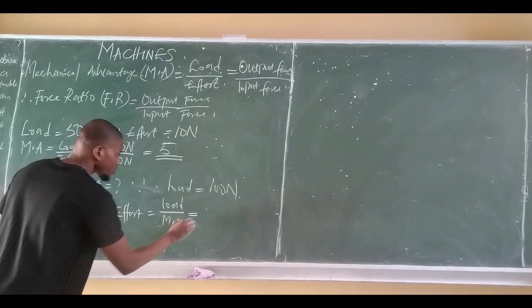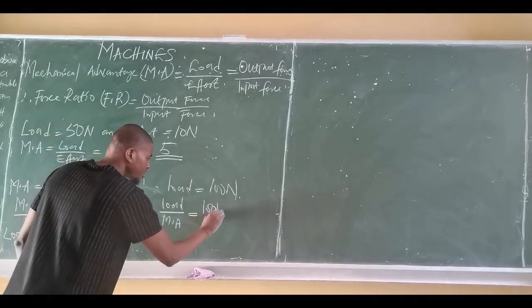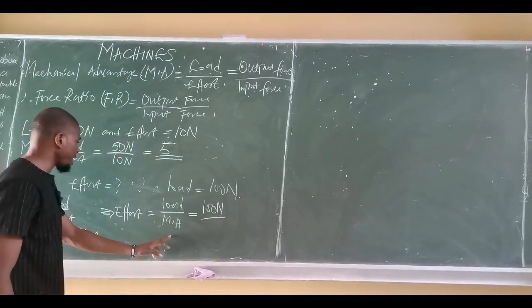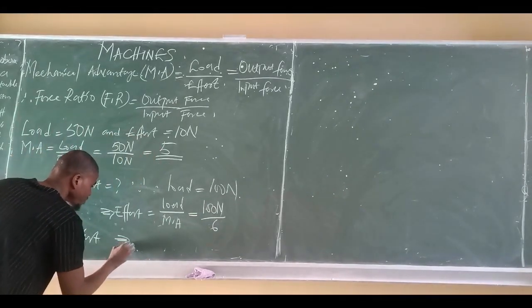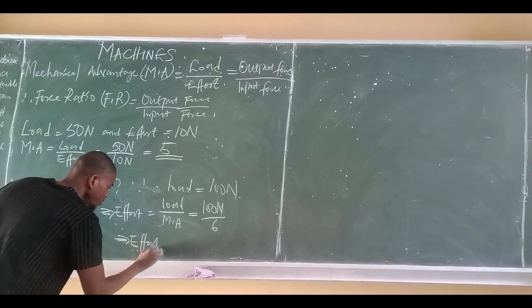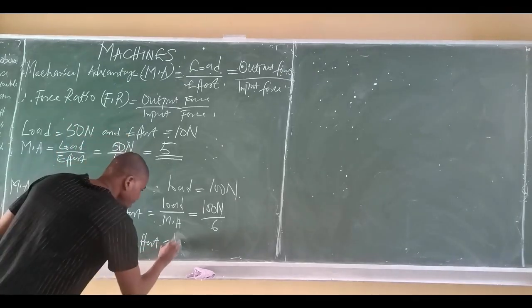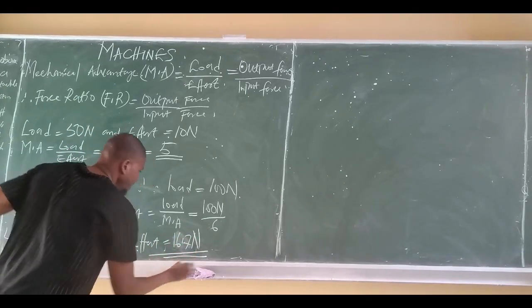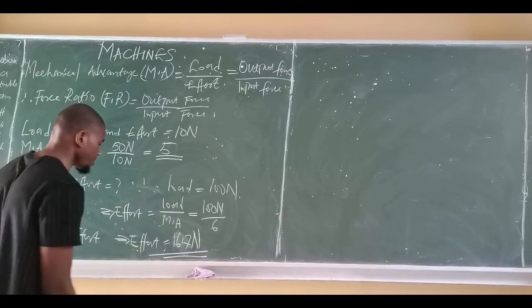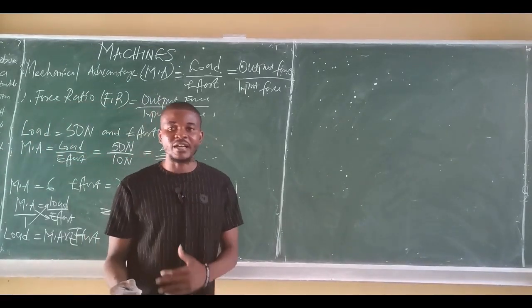So this is now equal to, the load was given as 100 newtons. So you have 100 newtons all over mechanical advantage, which was given as 6. So this implies that the effort applied to overcome this load is simply equal to 100 divided by 6. That gives us 16.7 newtons. So the effort applied to overcome the 100 newtons load is simply 16.7 newtons. So that's the idea behind mechanical advantage.